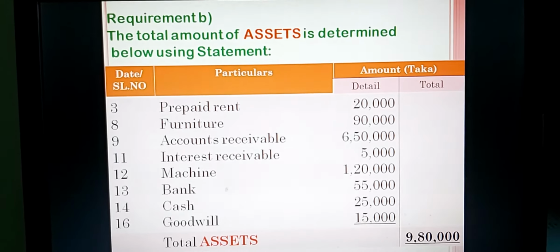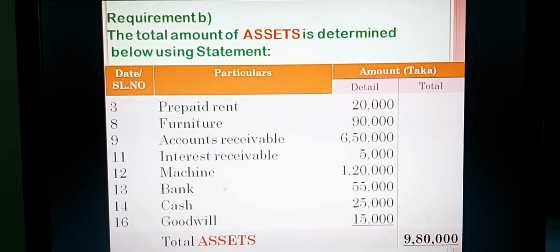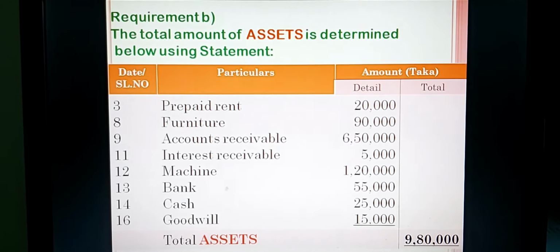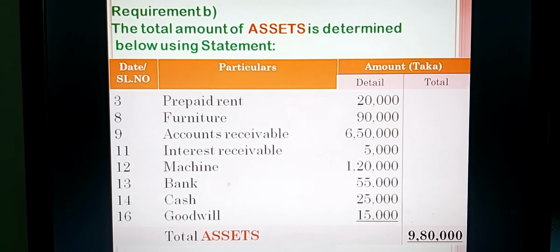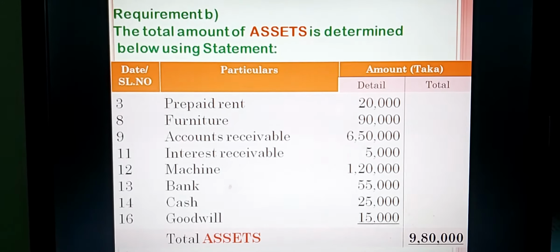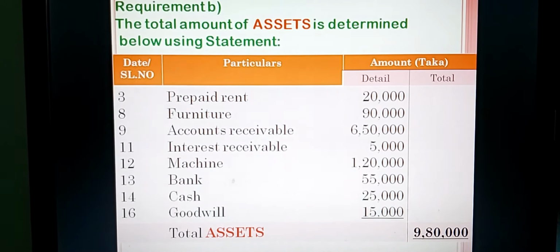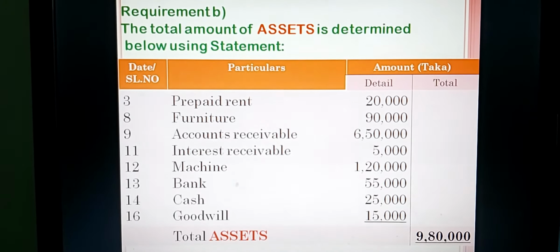Bank balance, cash balance, goodwill. Now 8 items are related to assets from the question. We have written total amount of assets is taka 9,80,000.